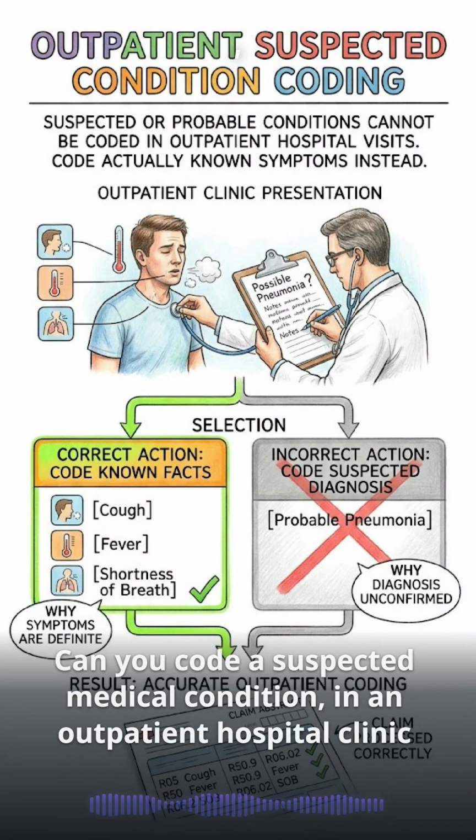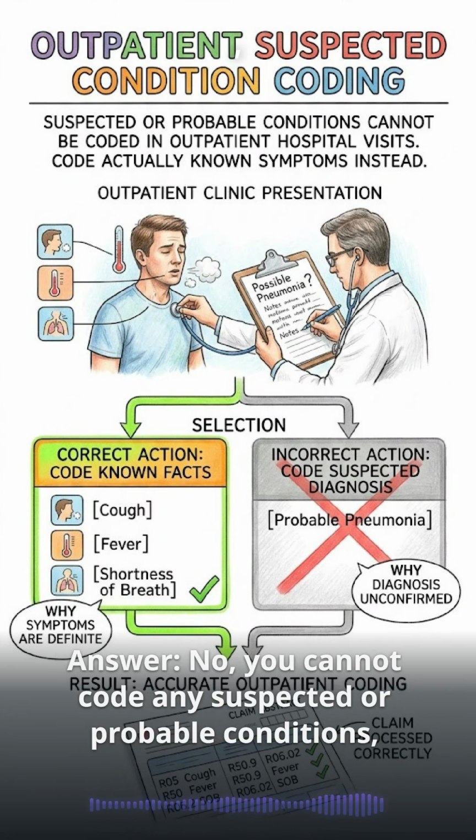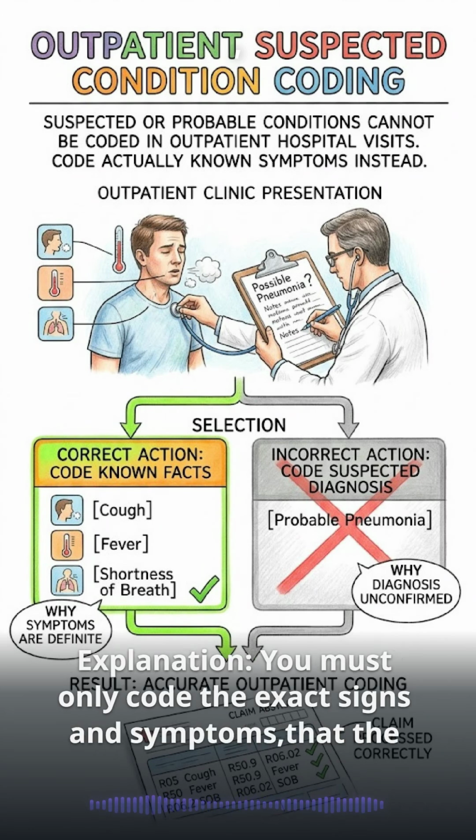28. Can you code a suspected medical condition in an outpatient hospital clinic setting? No, you cannot code any suspected or probable conditions during an outpatient clinic visit. You must only code the exact signs and symptoms that the patient currently has.